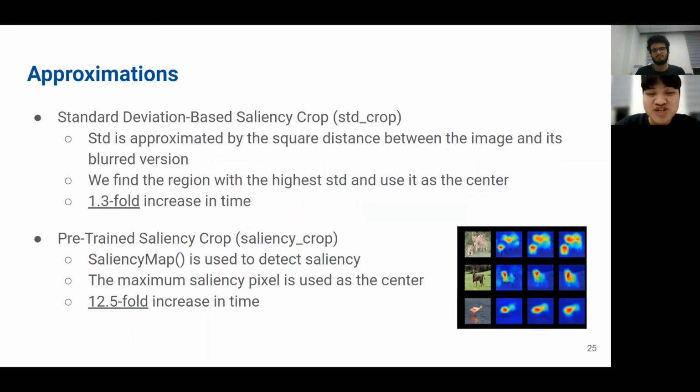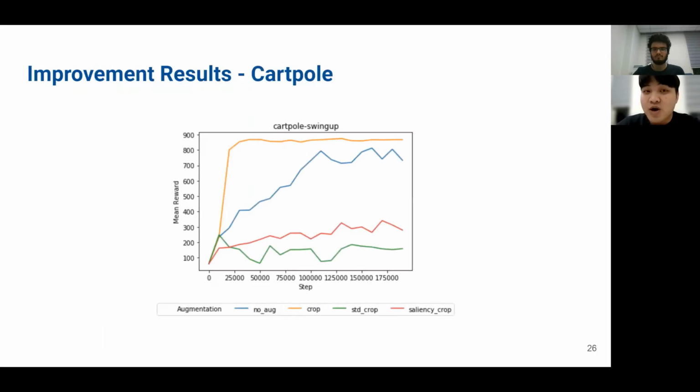The second one is a pre-trained saliency crop, which has a function to detect a saliency map, as you can see in the example here. The salient part is the part that is like the main content of the image, and the maximum saliency pixel is used as the center of cropping. It leads to a 12.5-fold increase in time. So it increases the time complexity quite a lot, but we still wanted to try it. So we decided to apply the second one in only one setting, which is the couple setting. And the result is here.